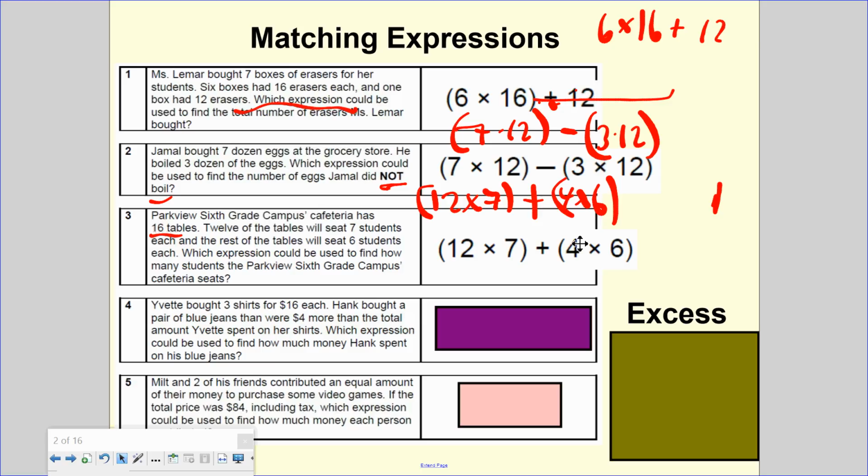Yvette bought 3 shirts for $16 each. Hank bought a pair of blue jeans that were $4 more than the total amount Yvette spent on her shirts. Which expression would be used to find how much money Hank spent on his blue jeans? So, Yvette bought 3 shirts, and each one cost $16. Hank bought a pair that were $4 more. We're going to add $4 more to this total.